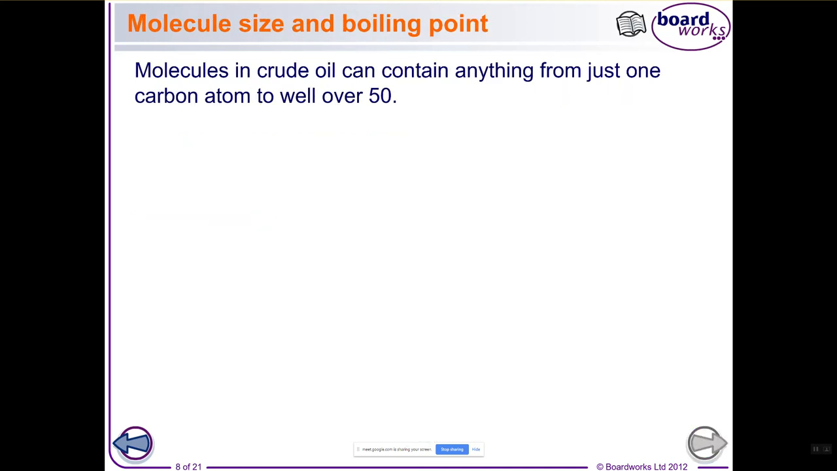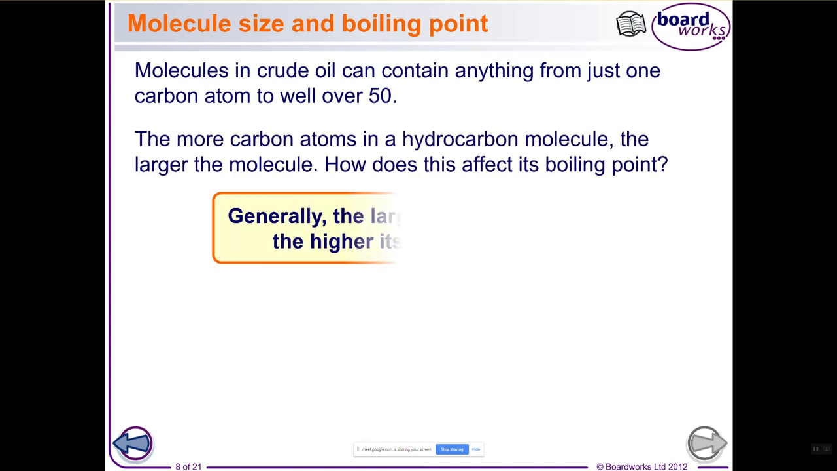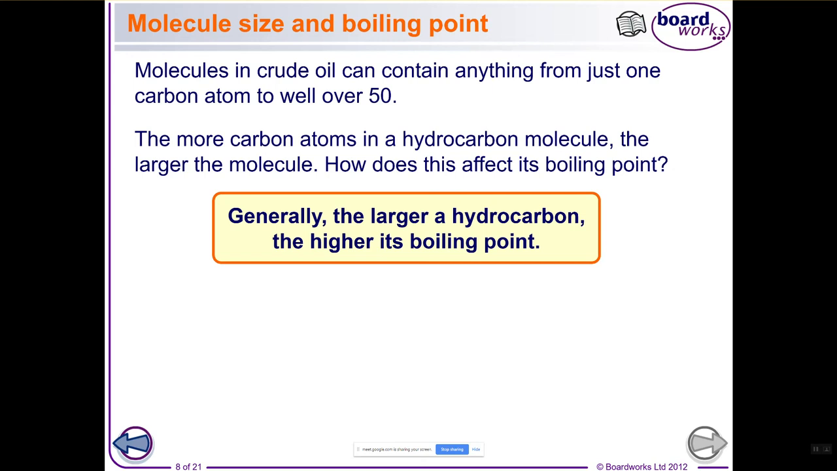Okay, moving on. So, molecules in crude oil go from 1 to just over 50. There's actually a lot more than that. They can go up to 100, 150 length. So, generally, longer hydrocarbons have a higher boiling point. So, C50 will be a much higher boiling point than C10.